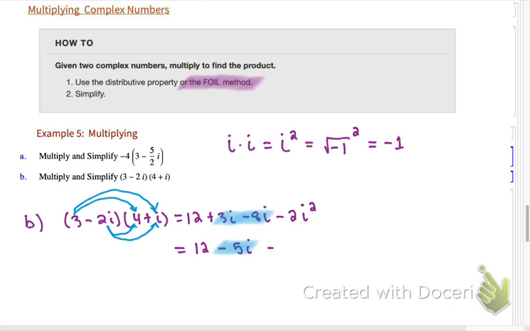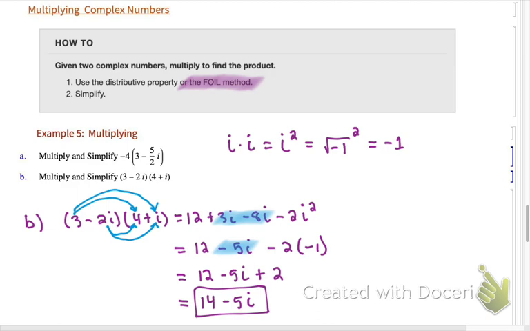And then we still have minus 2 times i squared, but we now know that i squared is negative 1. So now I have 12 minus 5i, and then on the back end we have negative 2 times minus 1. Negative times a negative is going to change that to a positive, and 2 times 1 is 2. And now we just collect like terms. 12 plus the 2 on the end is 14, and we still have the minus 5i. So the result of that product is the complex number 14 minus 5i.